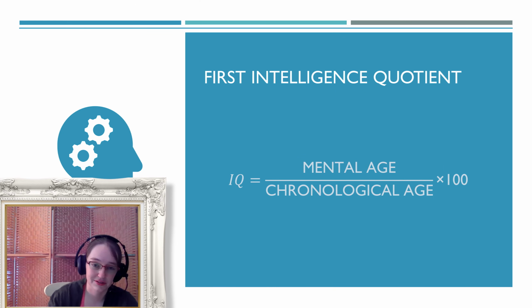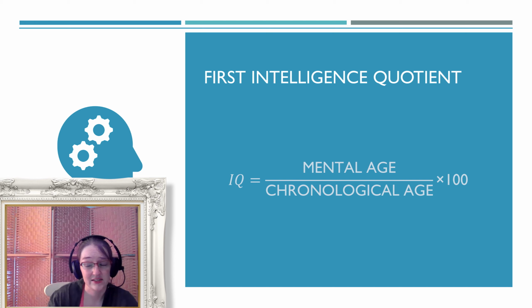So what they did was they combined mental age and chronological age into the intelligence quotient, which we should be a little familiar with now. The idea is that whatever your mental age is divided by your chronological age, and that ratio times 100 is your IQ. So if you're 10 years old and you're performing at the ability level of a 12-year-old, you have an IQ of 120.